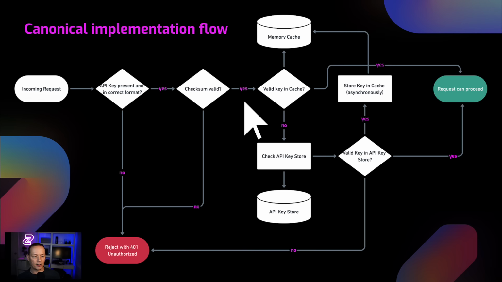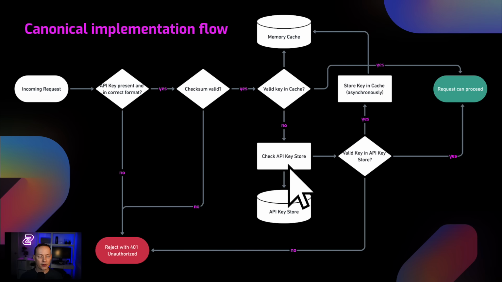The next stage, assuming the checksum was valid, is to check whether we have a valid key in the cache. If we do, and we're happy that we set a deliberate cache expiry on this, then we can just let the request proceed. So at this point, move on to the business logic, and you can be happy that the API key is valid and use the metadata associated with that key.